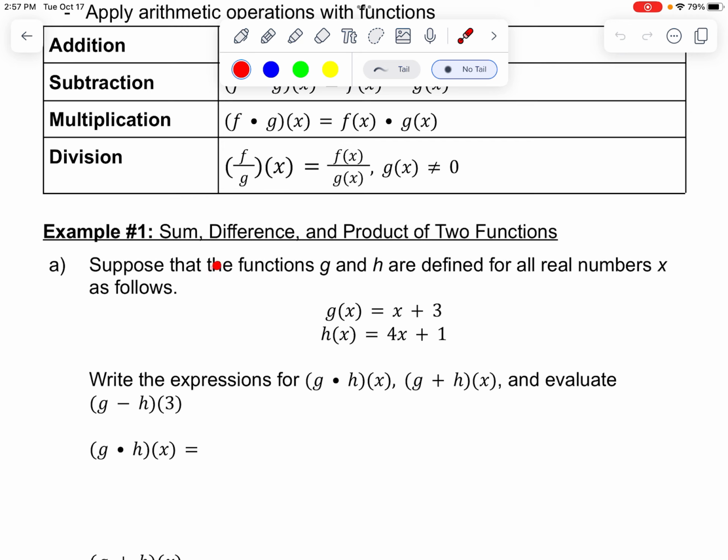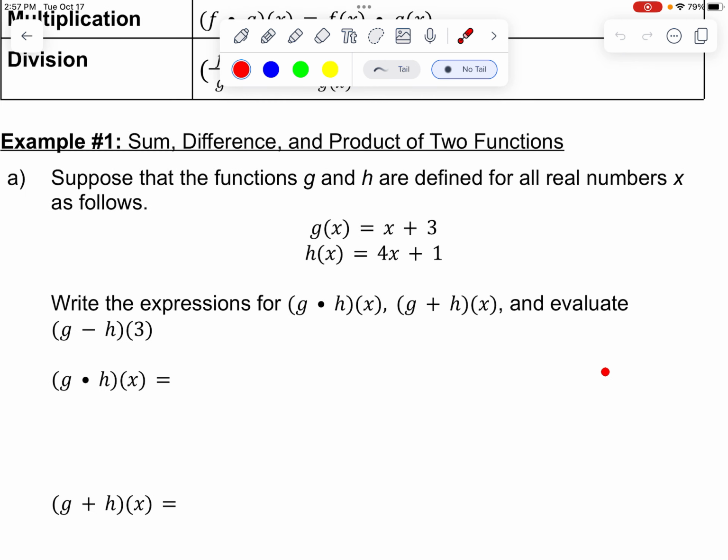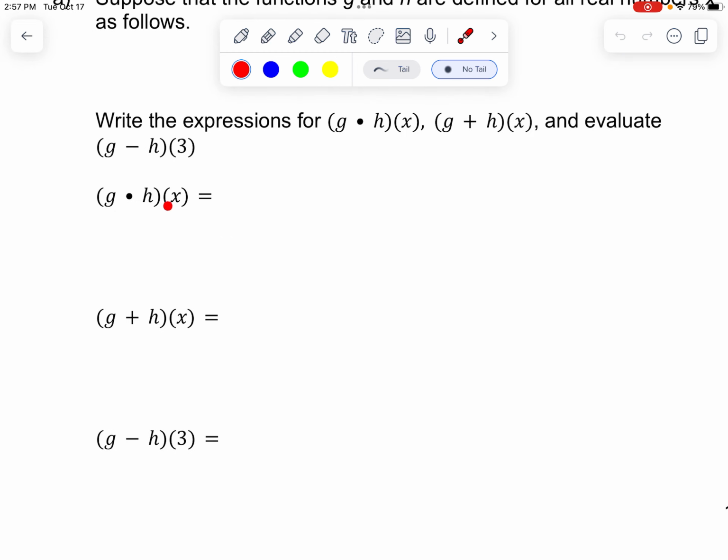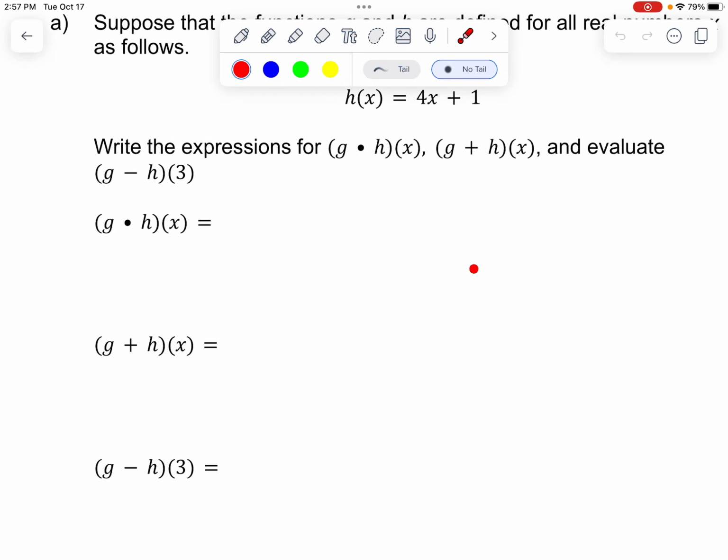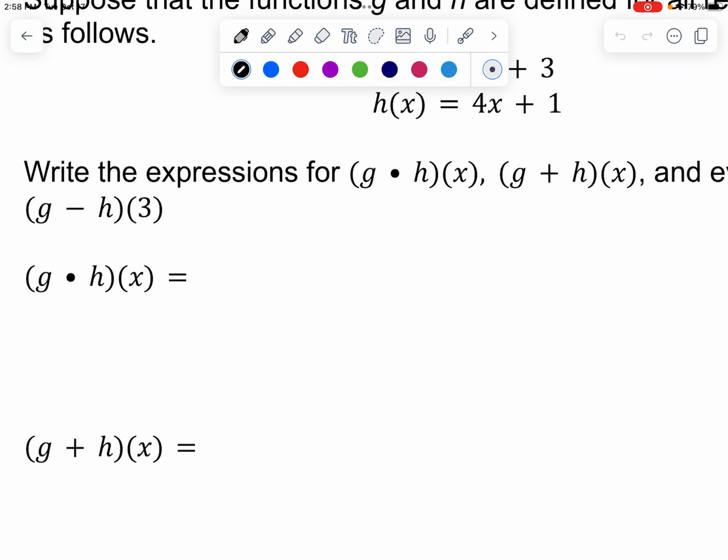So right here it says, suppose that the functions g and h are defined for all real numbers x as follows. G of x is equal to x plus 3, h of x is equal to 4x plus 1. And it wants us to find the expressions for g times h of x, g plus h of x, and evaluate what the value is when you have g minus h of 3. So you'll see that all of those are listed: g times h of x, g plus h of x, g minus h of 3.